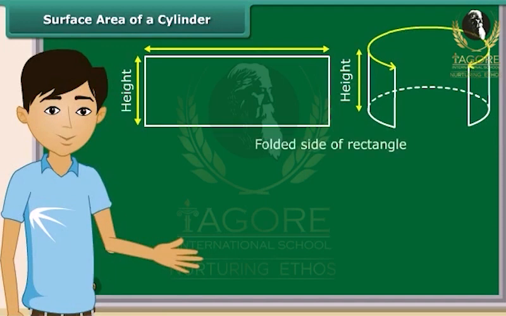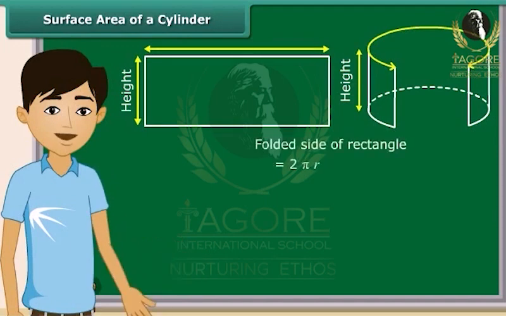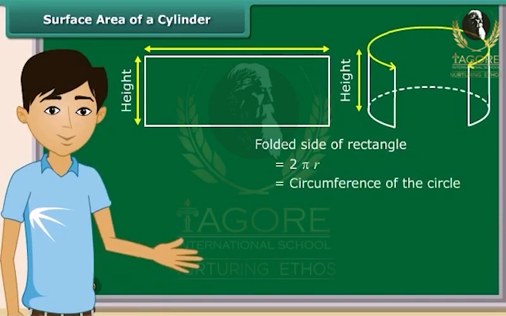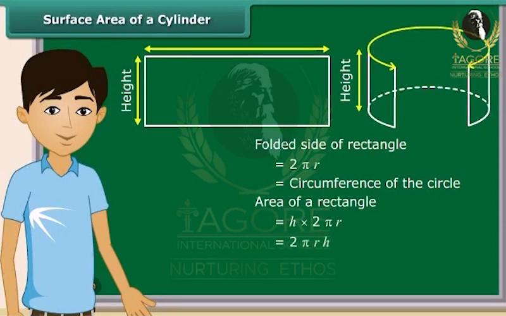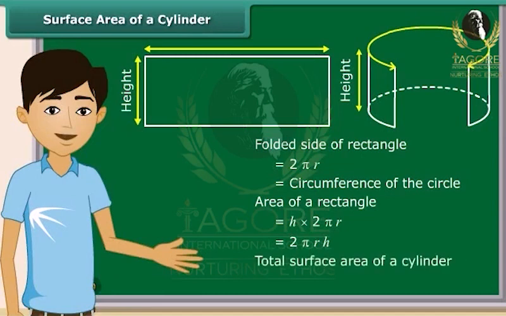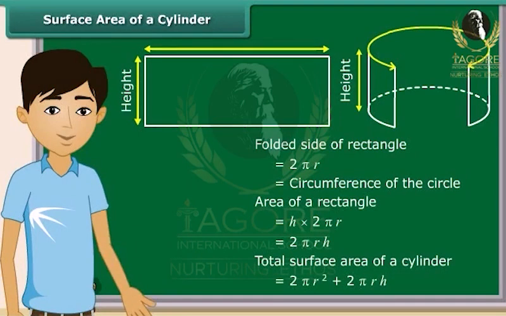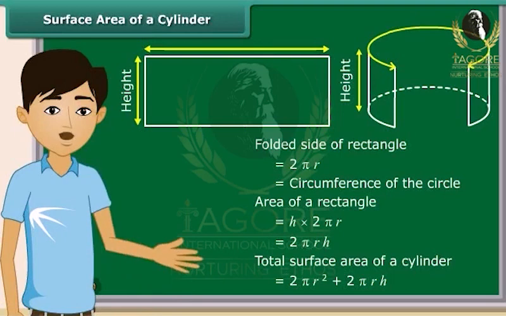Thus, the folded side of the rectangle must be equal to 2 into pi into r, which is the circumference of the circle. To get the area of the rectangle, multiply h by 2 into pi into r, and that is equal to 2 into pi into r into h. Therefore, the total surface area of the cylinder is equal to 2 into pi into r square plus 2 into pi into r into h.